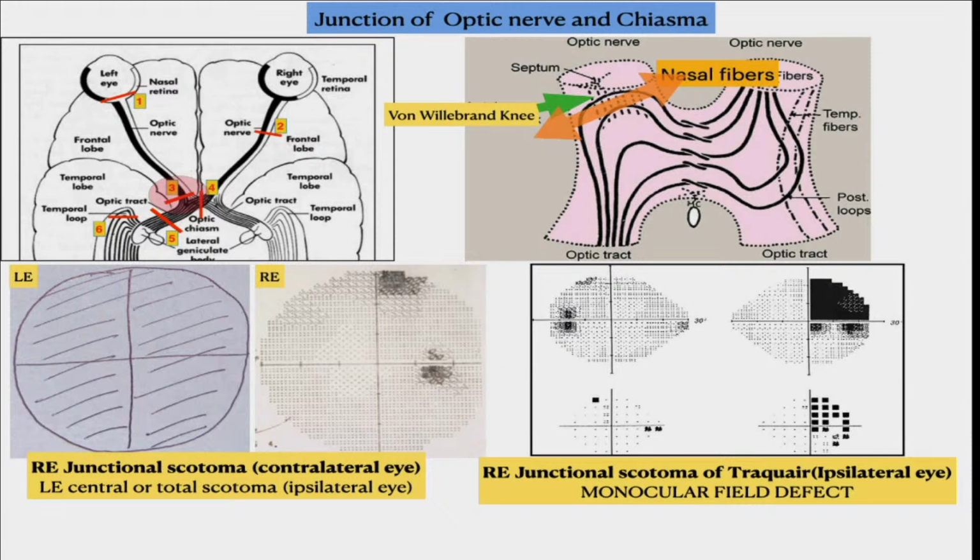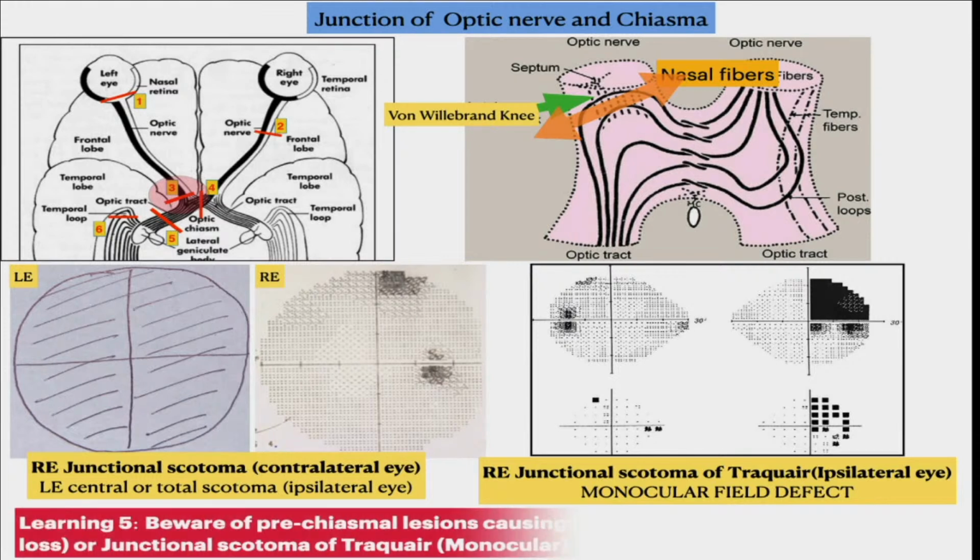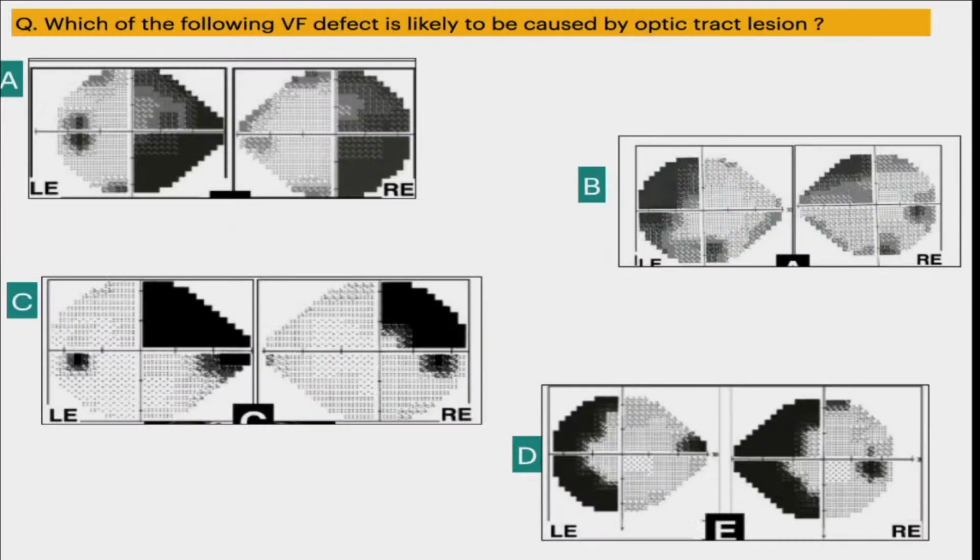So here you see a junction field defect which is respecting the vertical meridian only in one eye. This is something we should be aware of, that these kinds of scotomas may be visible.